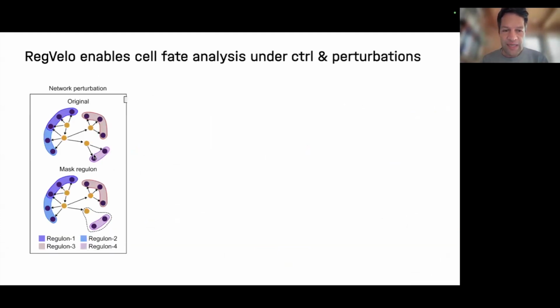Yeah. So we can now do perturbation analysis. Essentially, we take the original network, but we can do in silico knockout because now we have a GRN on it, right?